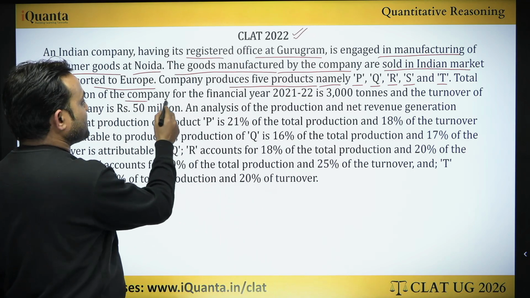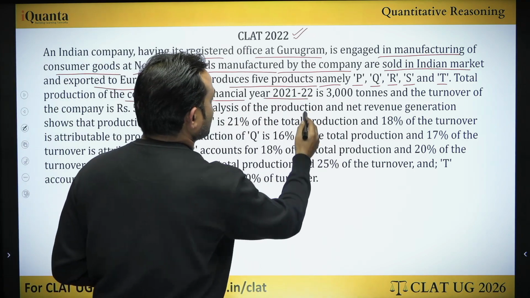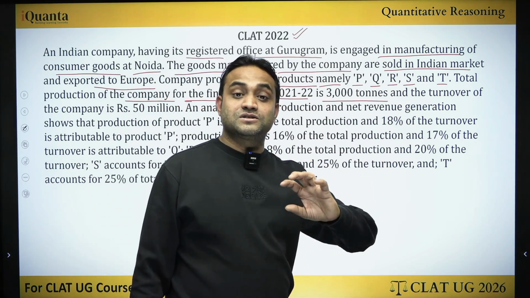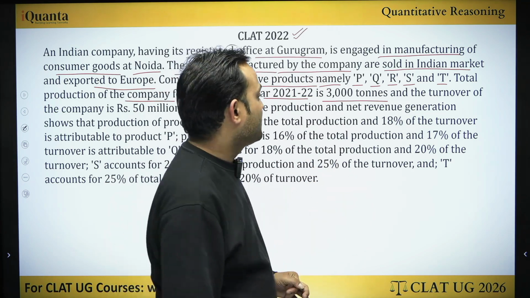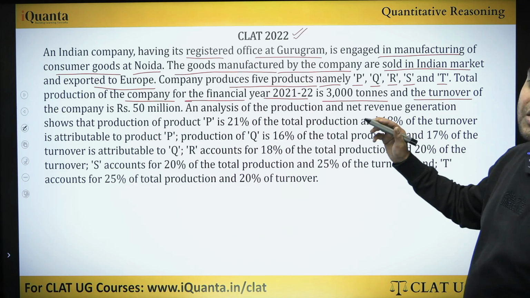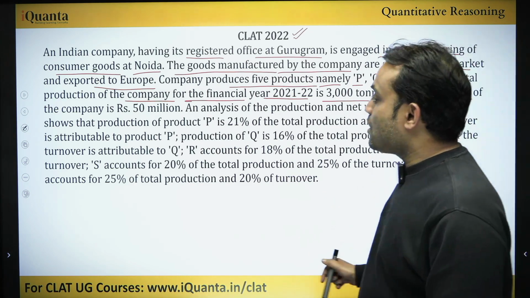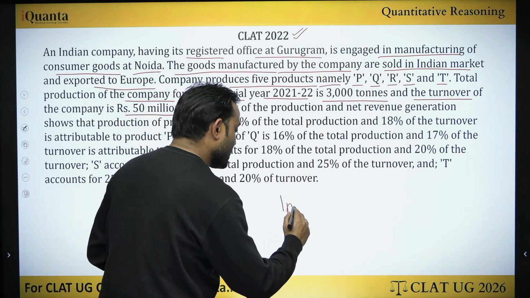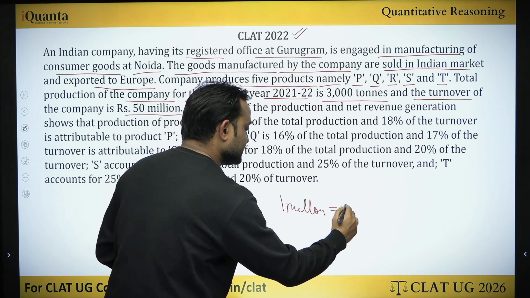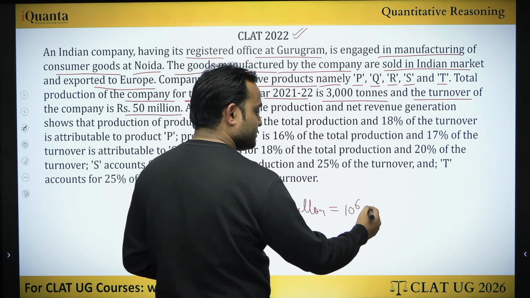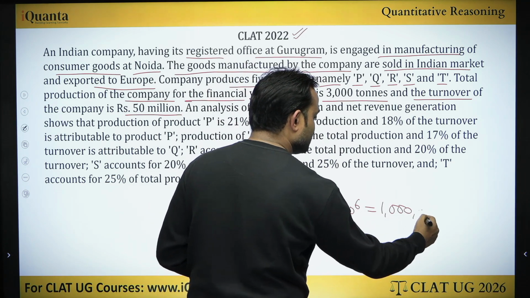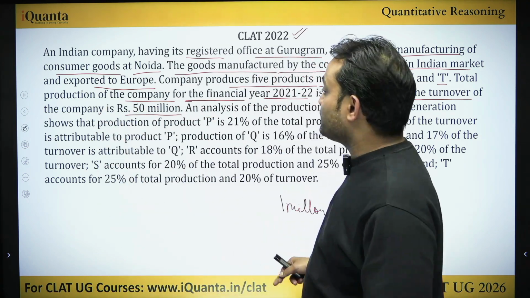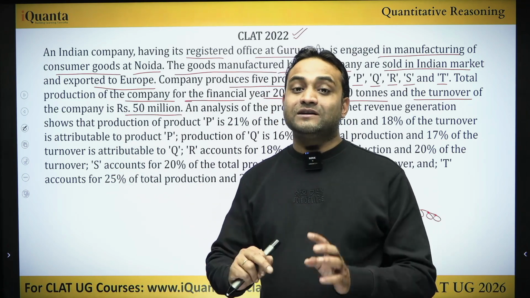Total production of the company for the financial year 2021-22 is 3000 tons. This is the volume of total production done. And the turnover, as I said, the turnover means total revenue, total selling price of the company, is 50 million. Now again, what is million? You should know 1 million is basically 10 to the power 6, which is 1,000,000, 10 lakhs. So basically the total turnover is 50 into 10 lakhs, or you can say 5 crores in rupees.